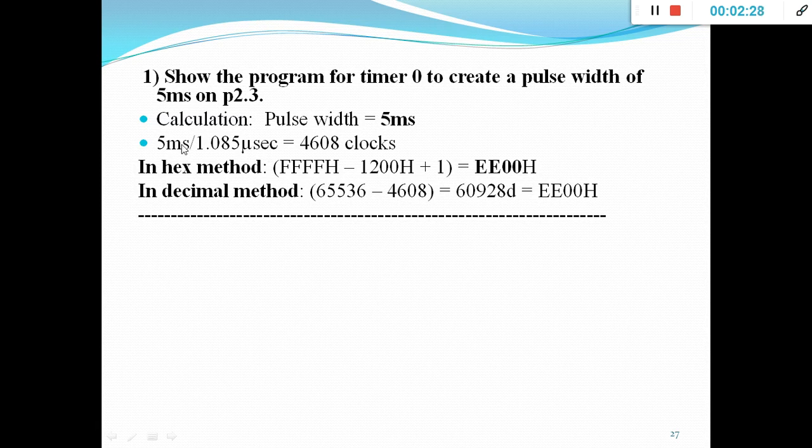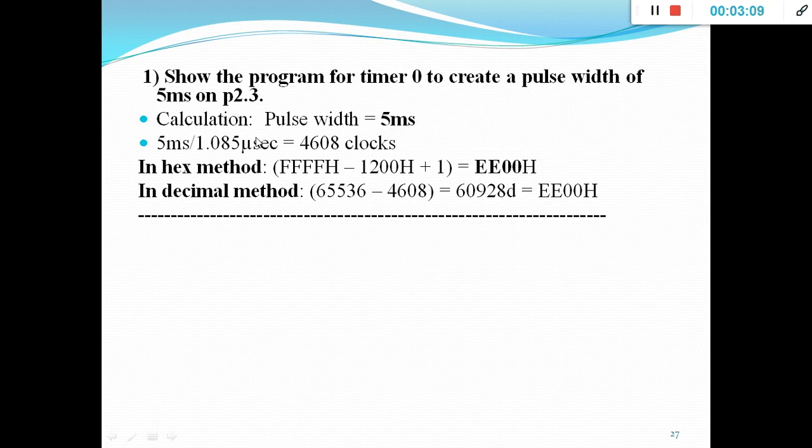Now directly take that 5 millisecond and divide it by 1.085 microsecond. So you are going to get 4608 clocks. Then apply these clocks in either of two methods. I told how to calculate in hex method and how to calculate in decimal method. When you go for hex method, this is the formula: maximum value FFFF minus initial count, whatever the count you load, plus 1, gives you the time in terms of millisecond. But here the millisecond is already given, so you have to do the reverse. You have to calculate the initial count.